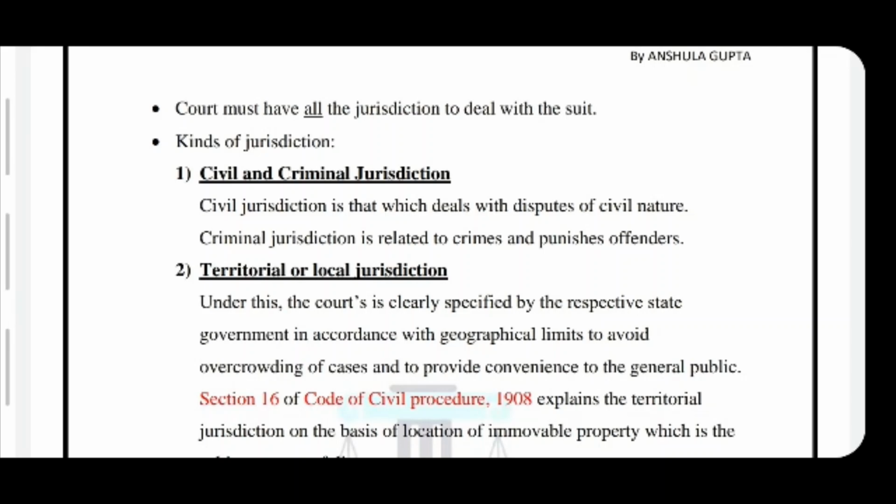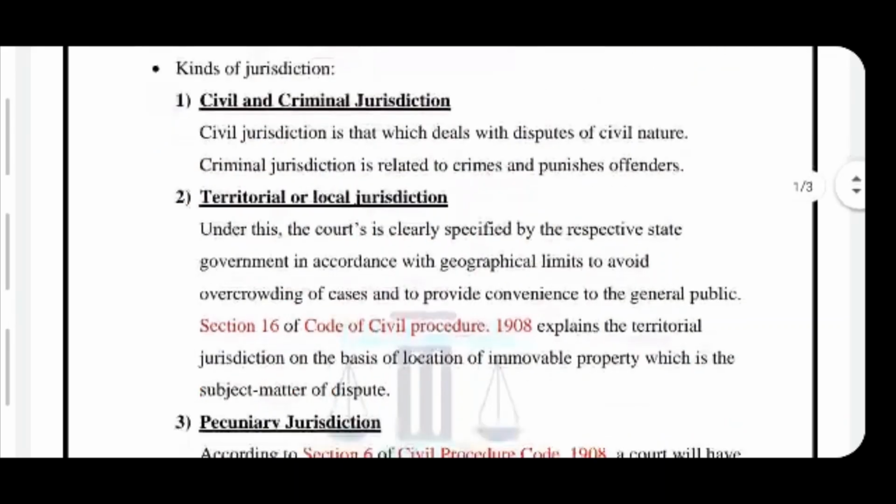Now, the second kind of jurisdiction is territorial or local jurisdiction. Territorial is very clear from the name: courts have clearly specified territories set by the respective state government in accordance with geographical limits, to avoid overcrowding of cases and for the convenience of the public. So, proper jurisdiction as per the territories is decided by the state government, and only suits which fall in their territory can be entertained by such a court.